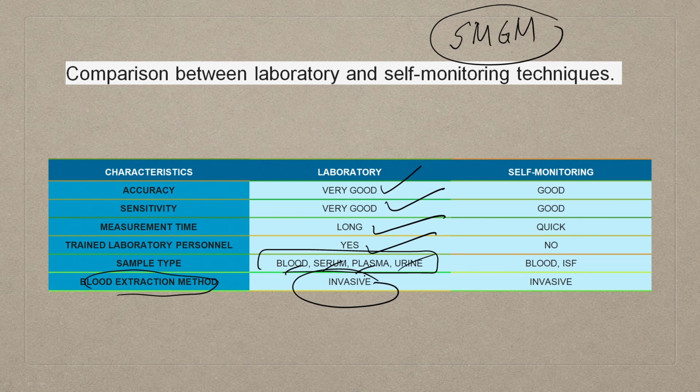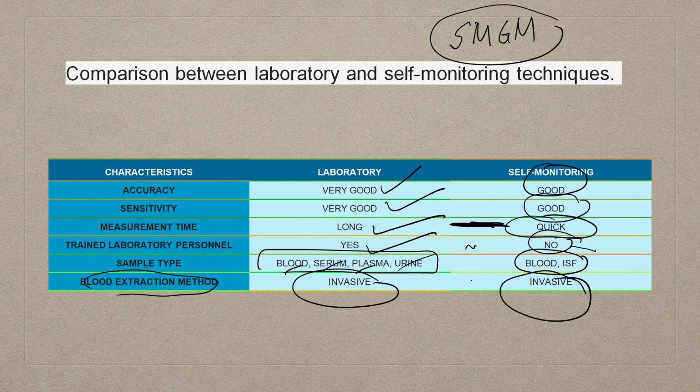On the other hand, when we talk about self monitoring, which will be coming soon, they are good, they are not very good, again good, they are quick. This is where the catch is, measurement time. They do not need any laboratory personnel, so it is very personalized. You can use blood and ISF, interstitial fluid, and it is invasive. So, all of them are invasive methods.